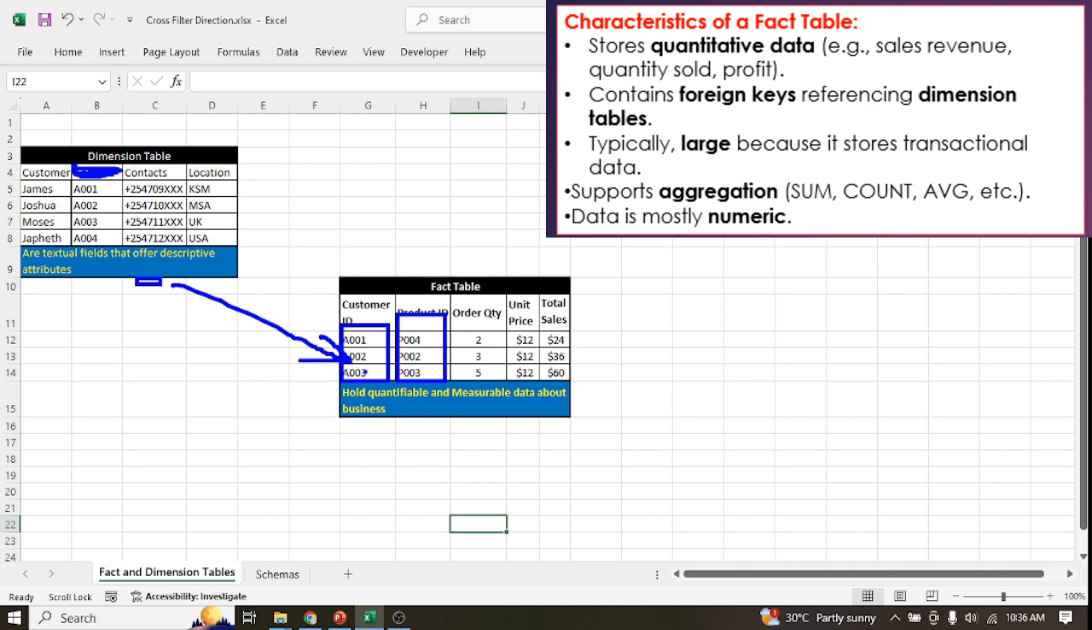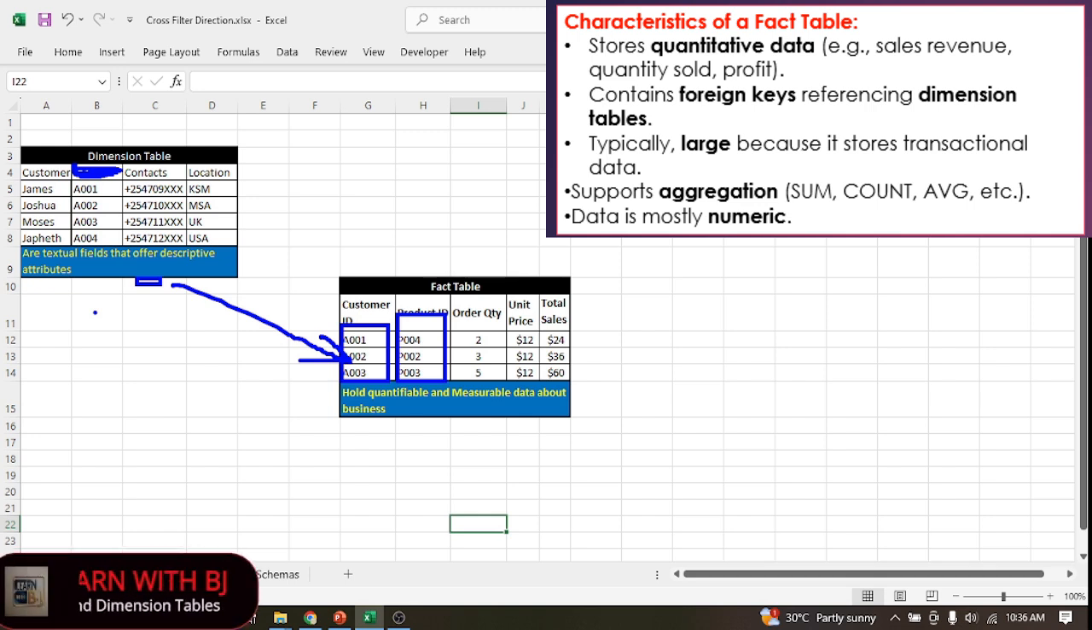So we are saying that fact table contains foreign keys referencing primary keys from dimension table. So dimension table will have primary keys, and primary keys they identify each row without any repetition. So each row has its own identity, so they cannot be duplicated.